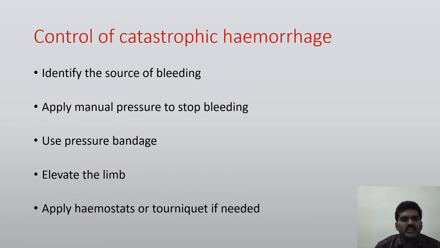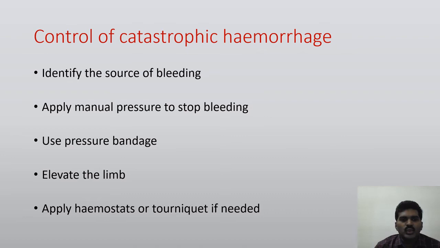So the first component, control of catastrophic hemorrhage. You need to identify the source of bleeding. If a blood vessel is cut, there will be profuse, pulsatile bleeding. So you apply manual pressure to stop the bleeding. It can be digital pressure, or you can use gauze pads and keep pressure with the whole palm over the wound to stop the catastrophic hemorrhage. Use pressure bandages if required.